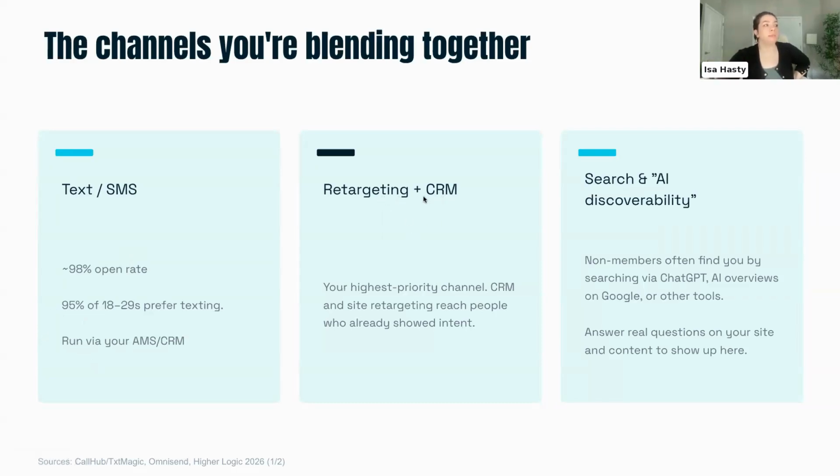Retargeting plus using the data that's in your CRM. So this is your highest priority channel. Like we talked about, these are your warmest people, people who are visiting your site, people who've already given you their email and they're in your database, people who've attended events in the past, past members, people who've purchased tickets, right? And so all of these people are warm and they are worth your time and your effort. So you want to make sure that you are showing up for them.